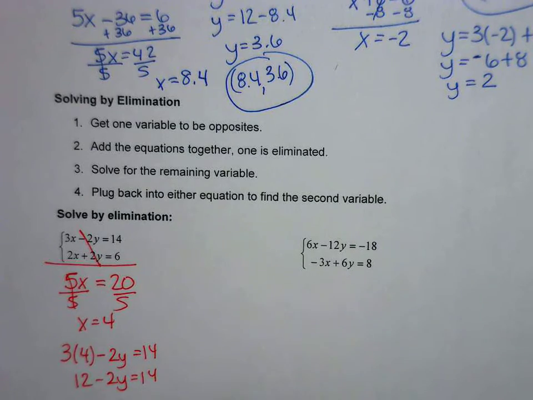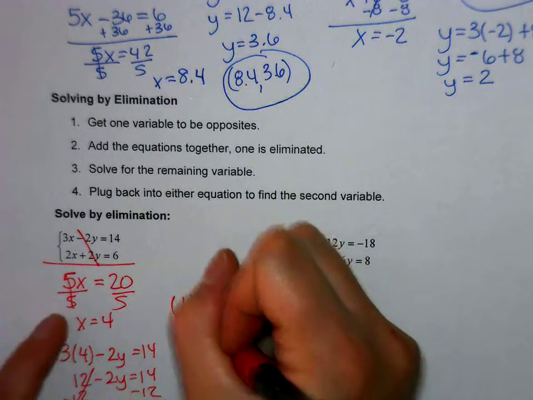Subtract 12 from both sides. So negative 2y equals 2. And we divide both sides by negative 2. y equals negative 1. So my final solution is 4, negative 1.